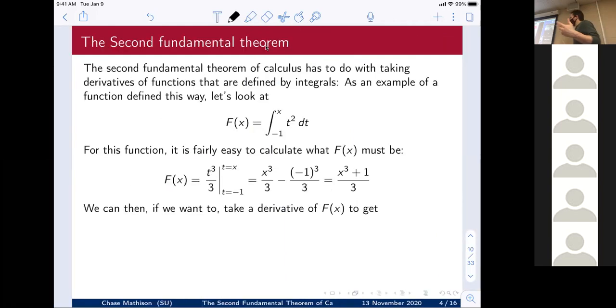Then we can take a derivative of capital F of x. Well, this is just x cubed over 3 plus 1/3. When I take a derivative with respect to x of x cubed over 3, what do I get? Just x squared. When I take the derivative of 1/3 with respect to x, well, 1/3 is just a constant, right? So that's going to give me x squared plus 0, and so I'm just left with x squared. Questions on this process?